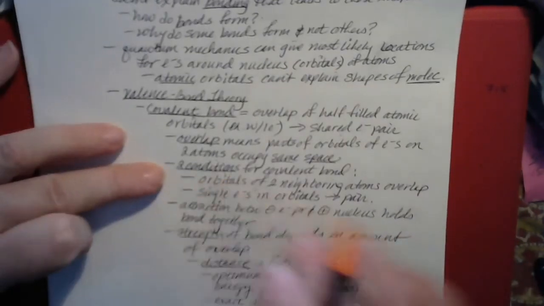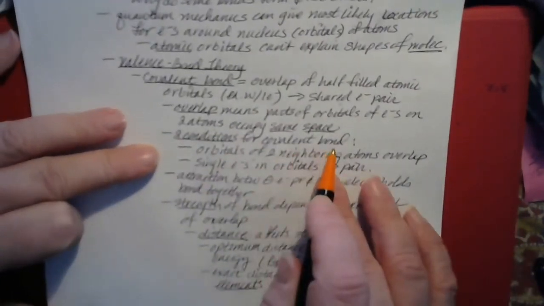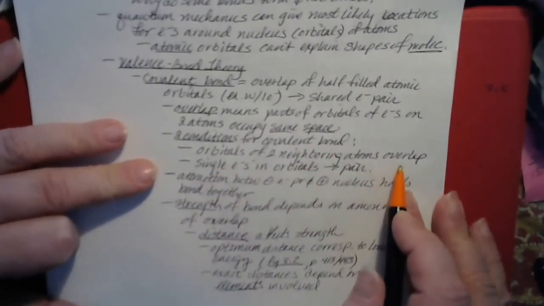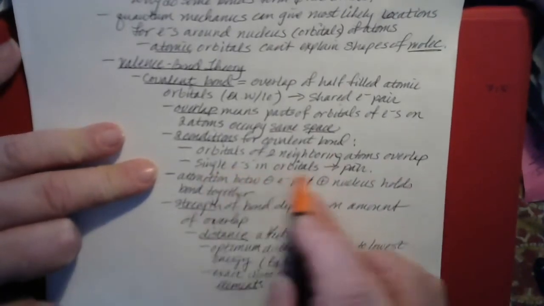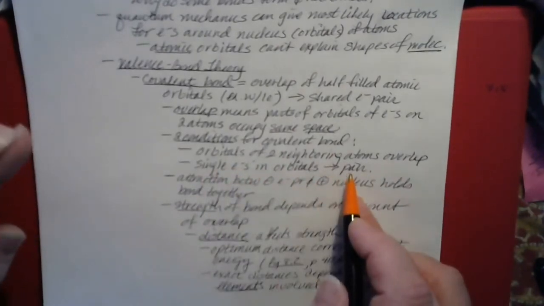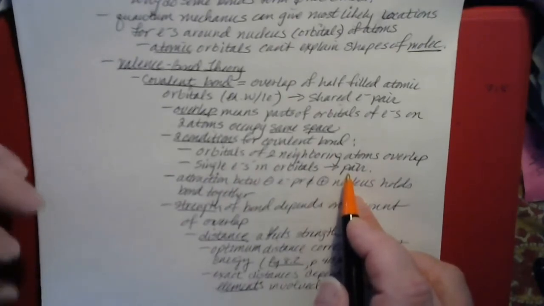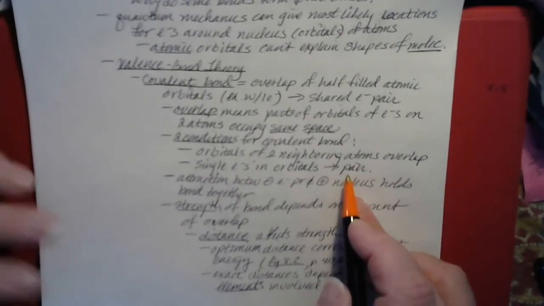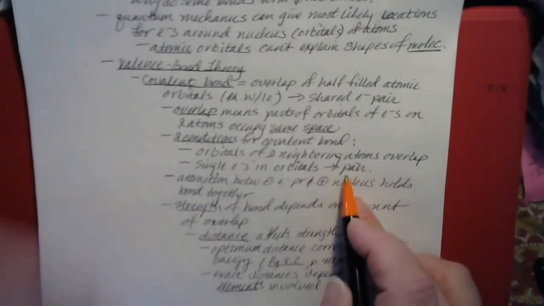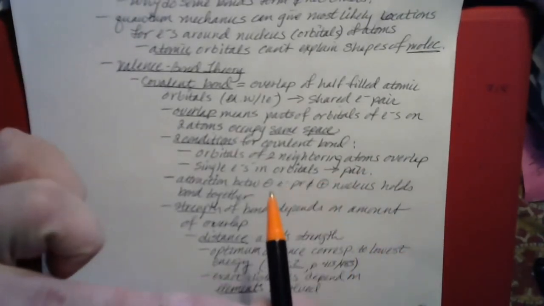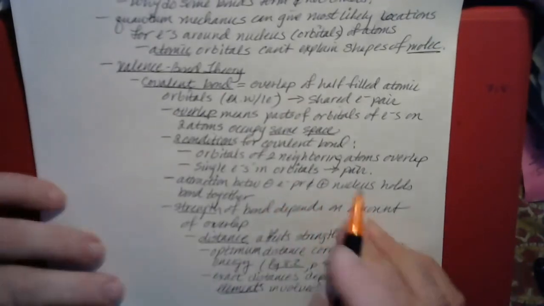There are a couple of things that have to happen in order for a covalent bond to occur. The orbitals of the two neighboring atoms have to overlap, and there has to be a single electron in each orbital so that they can form a pair when they overlap. If both of the orbitals are empty, nothing's going to happen. If one of them has one electron and the other has nothing, nothing's going to happen. If both of them have two electrons in them, nothing's going to happen. If one of them has a single electron and the other has two electrons, nothing's going to happen. It's only if there's one electron in each of them and they come together and overlap, only then can you get a bond.